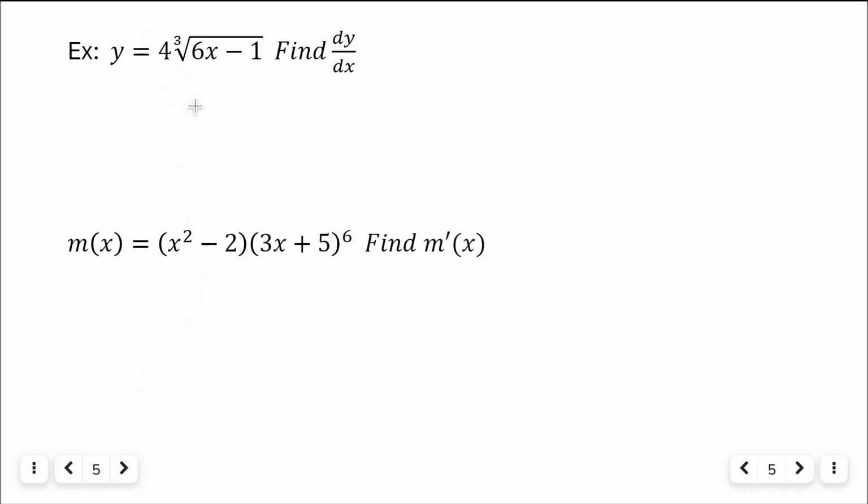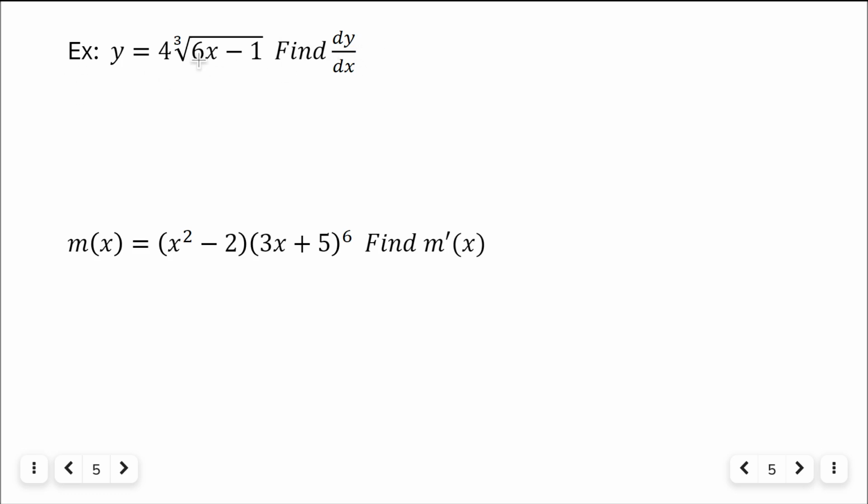Okay, let's try it now. Let's try it, make it a little bit more complicated, I guess. So y is equal to 4 times the third root of 6x minus 1. Find dy dx. We want to find the derivative. All right. So we're going to find the derivative.